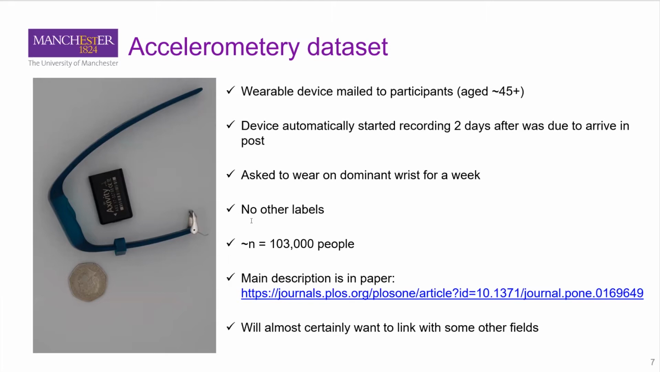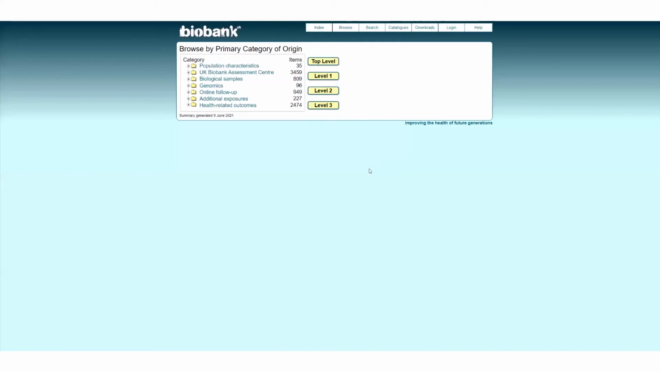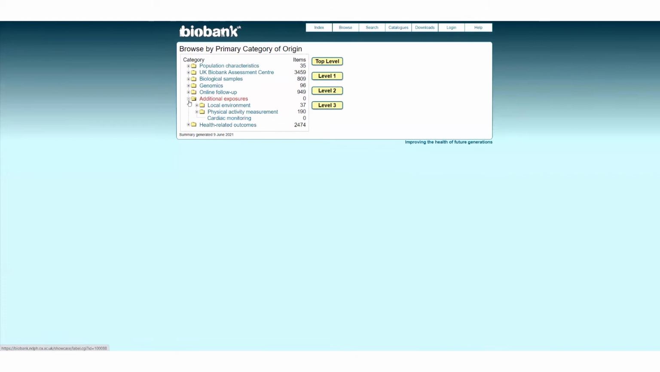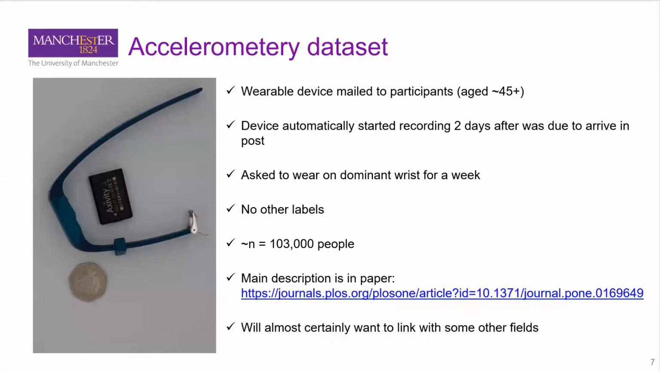And then also when you analyze biobank data, you're supposed to return your derived fields to the biobank. What that means is that today, in addition to the main accelerometry data, if we go to the biobank webpage, the accelerometry data comes under additional exposures, physical activity measurements. There are some derived metrics that come from the accelerometry data, such as how long people actually wore it for, some averages. And if those are suitable for you, they may well be very desirable to use rather than analysing all of the raw accelerometry data.